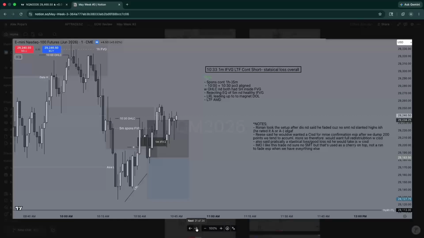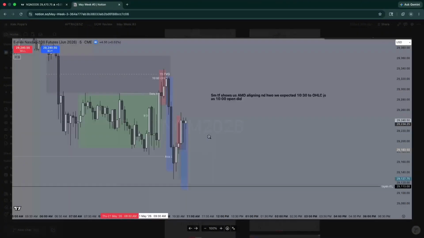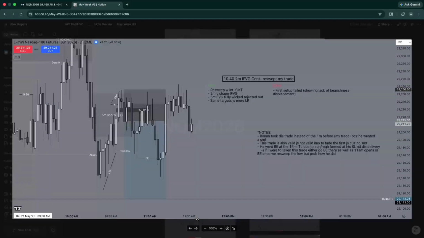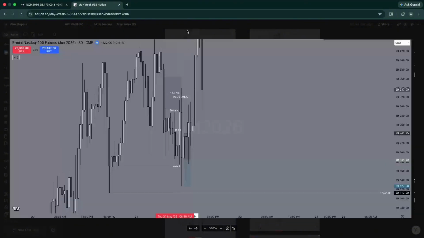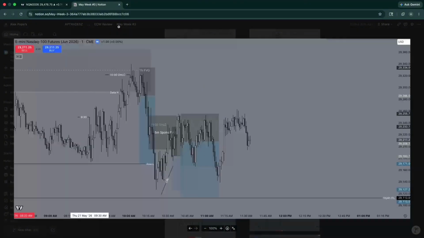However, it's not A plus because it doesn't have the SMT. A plus plus is just everything perfect, that doesn't matter to me. It's an A. And again, you can see that we both have AMDs on both sort of setups. And then this 2 minute that I faded, which would have been a break even either way. And then just overall, these three possible trades.